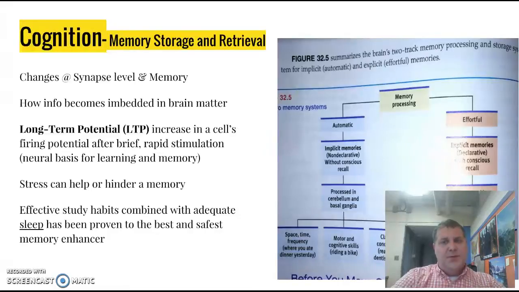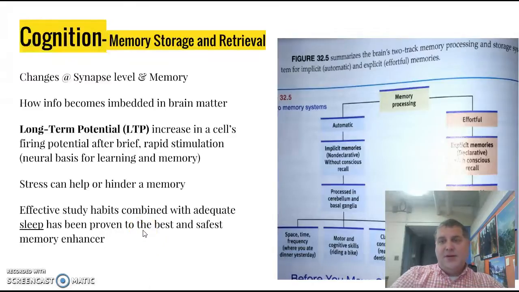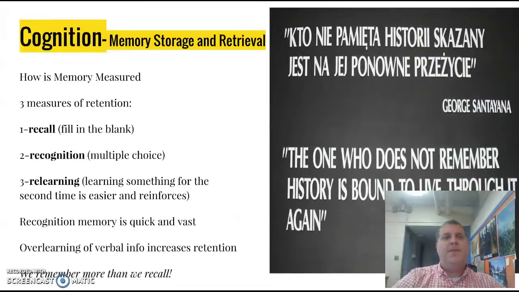For me, it helps because I can understand the material of the question. For some of you guys, I think it hinders because you get too much anxiety and stress built up about a test. Effective study habits combined with adequate sleep, though, have proven to be the safest and the best memory enhancer. Yet again, they go back to this whole sleep deal. Sleep is really important for you guys to understand how things work out.